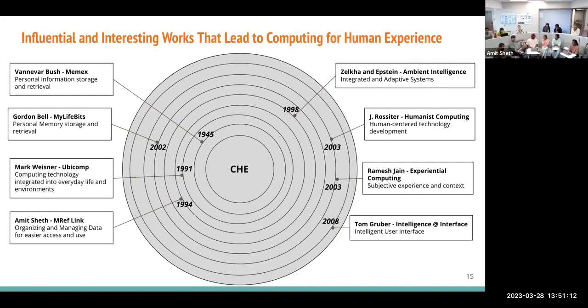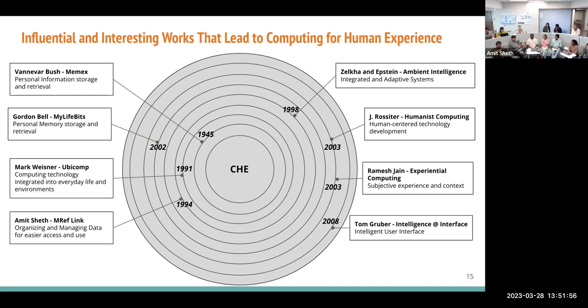So just to give a brief overview of this diagram: at the heart of this diagram, we have CHE, that is computing for human experience. Now, when you say human experience and computing, what all do you consider in human experience? A human experience will be better if your needs are met, if your values are met, if it is more engaging, if the information you want to retrieve is faster and the quality of information is high. And the experience would be better if the computing interface is better.